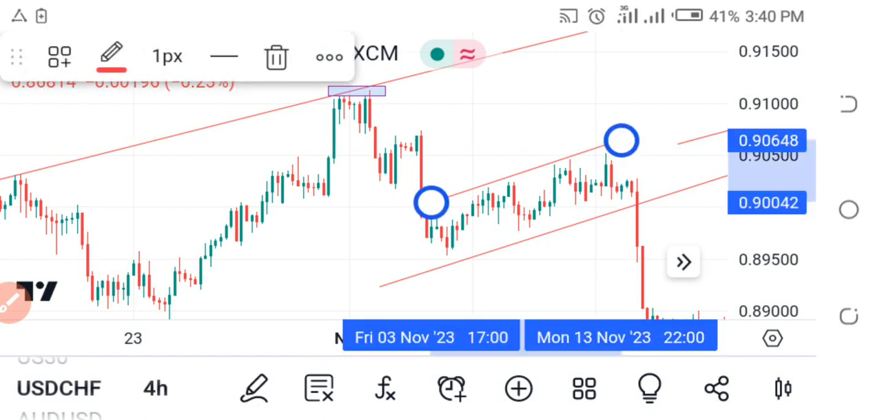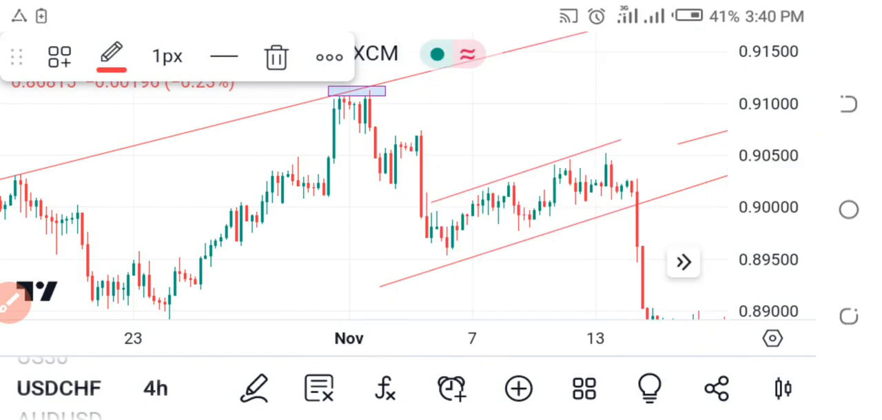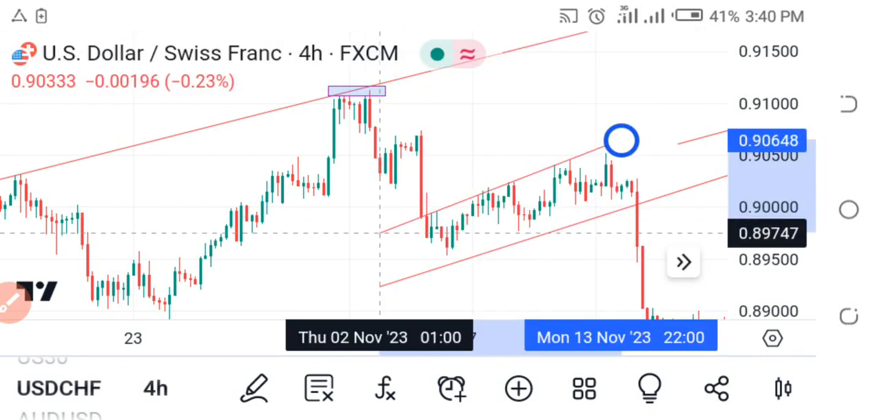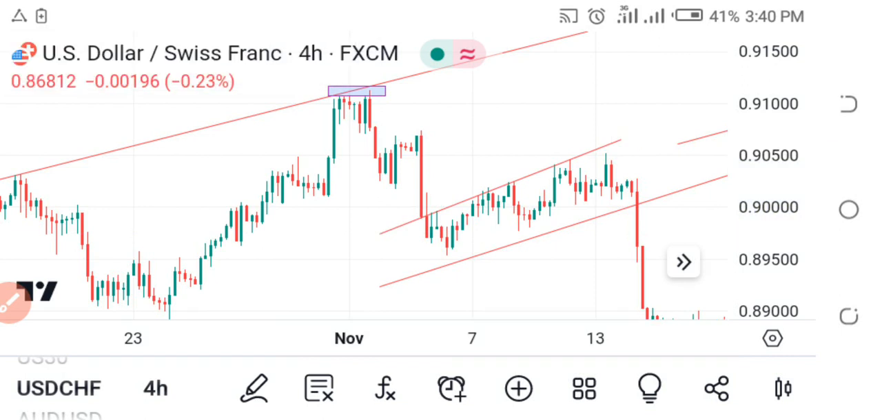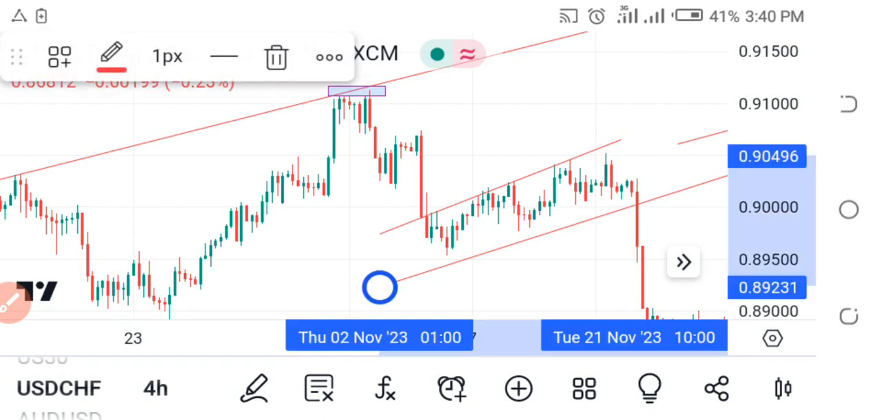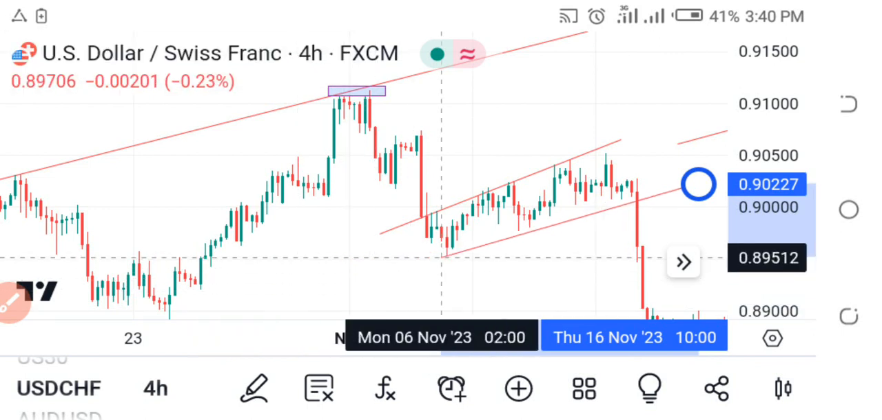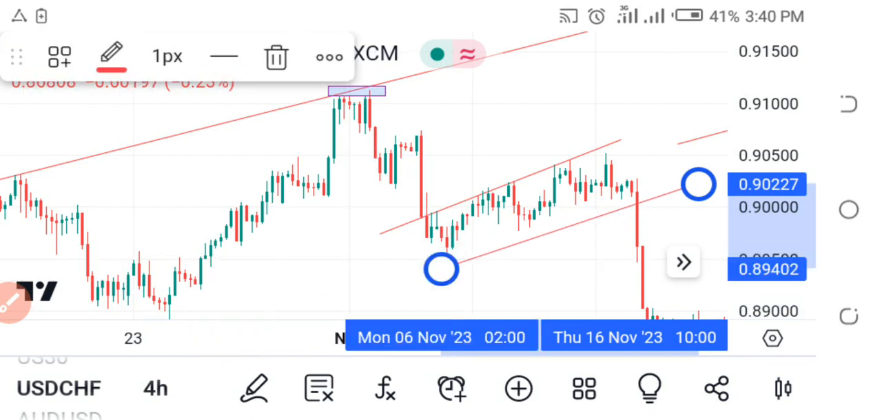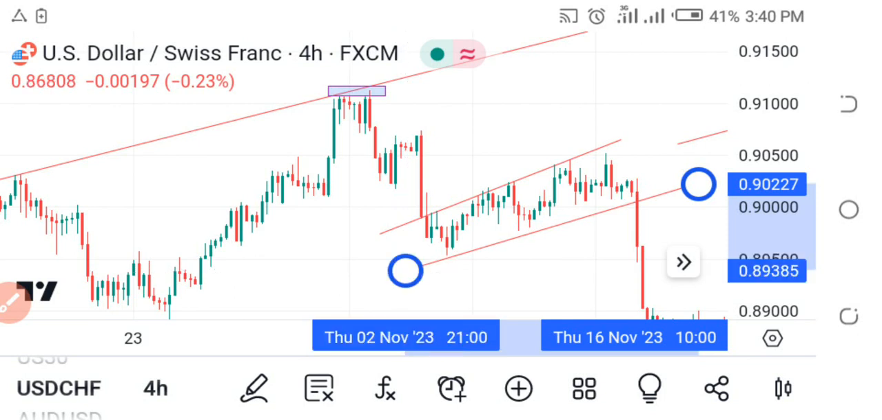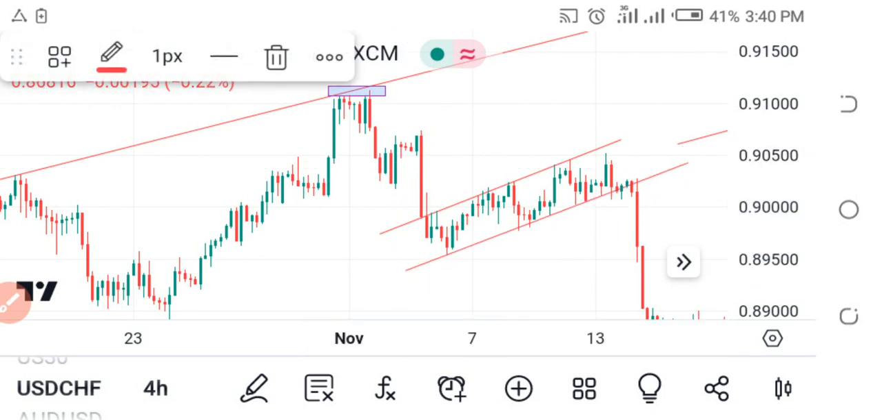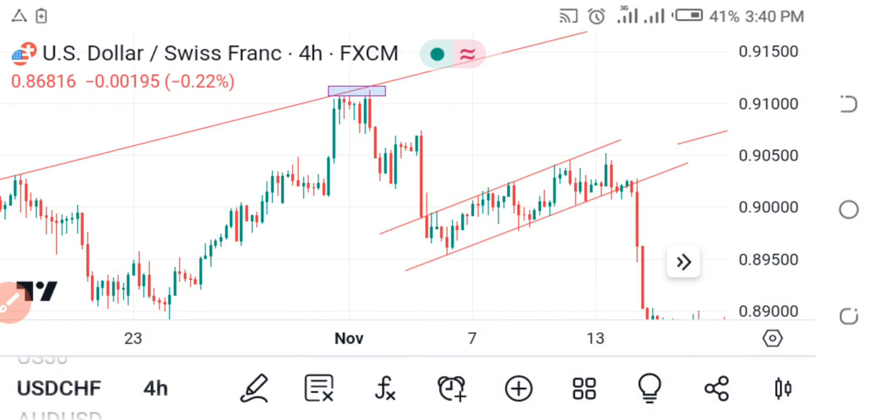Okay, I think I'll prefer this. Okay, that's better. So I point it in the last. You can use either the wick or the body of the candle, whichever is better for you. Okay, so we have that, right? Good.